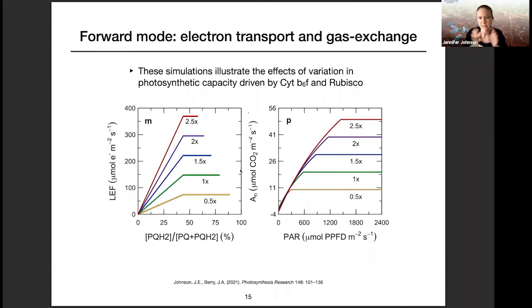In a forward direction, these are simulations that show the light response of electron transport on the left and gas exchange on the right for simulations with different photosynthetic capacities.